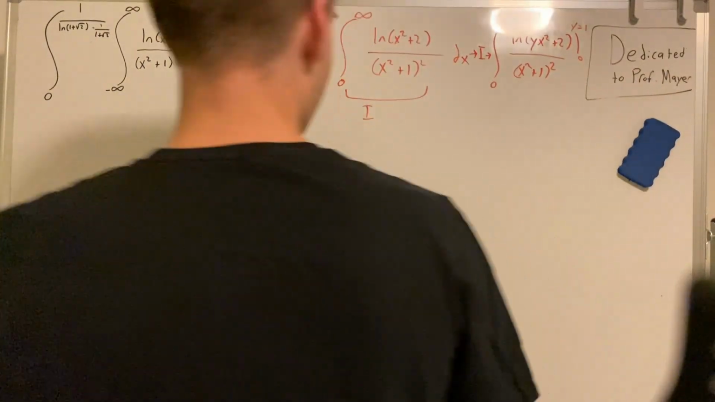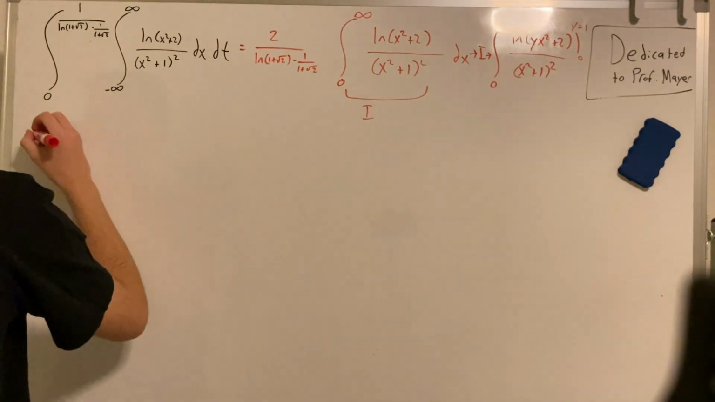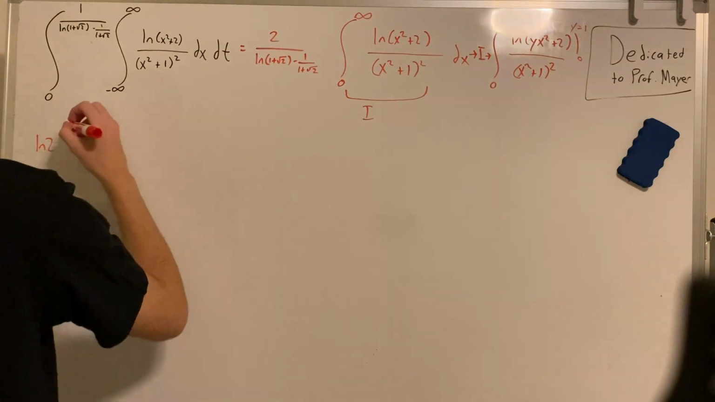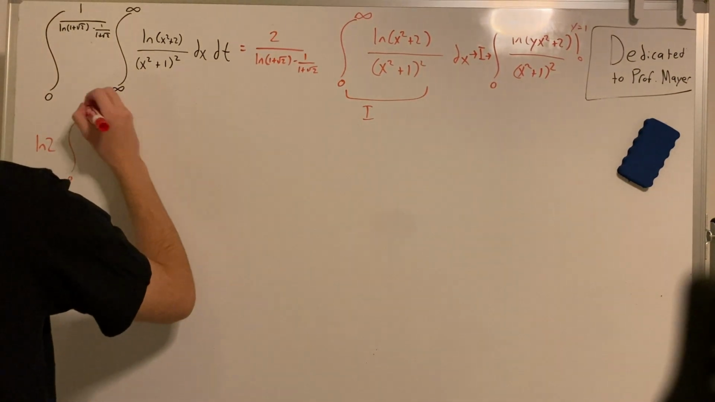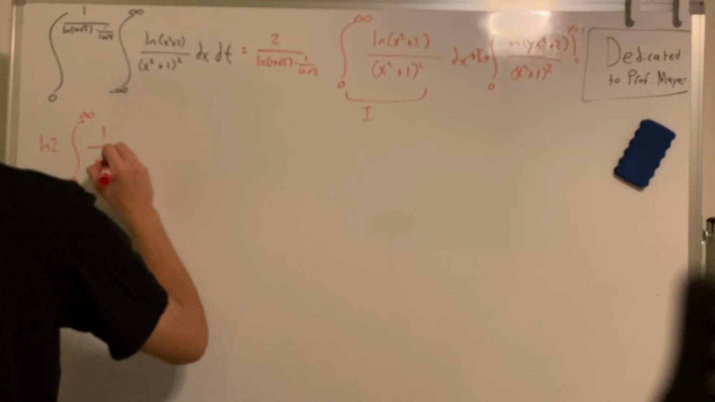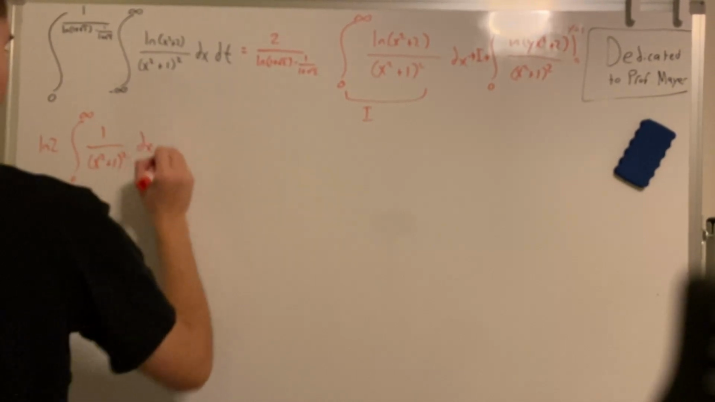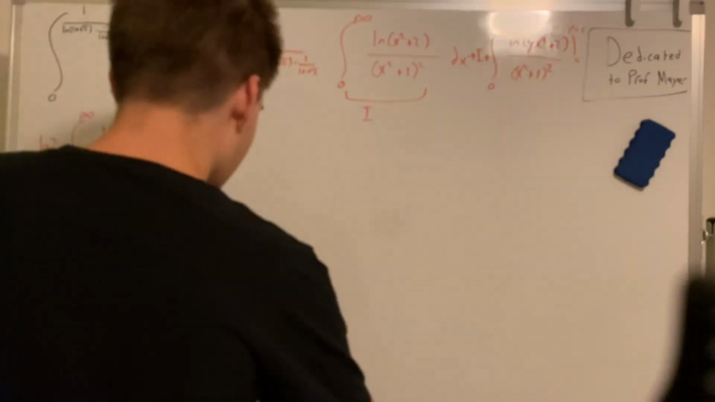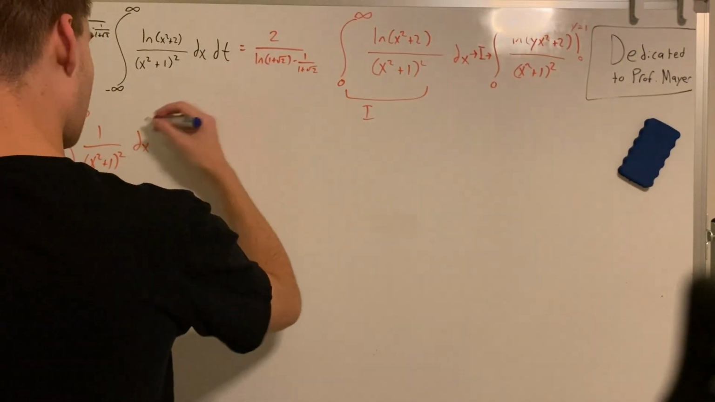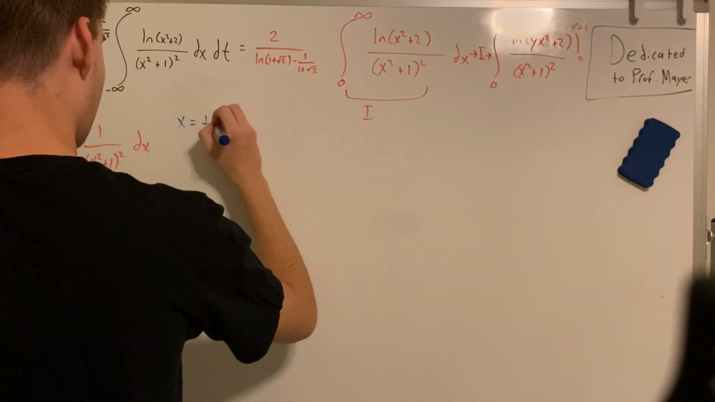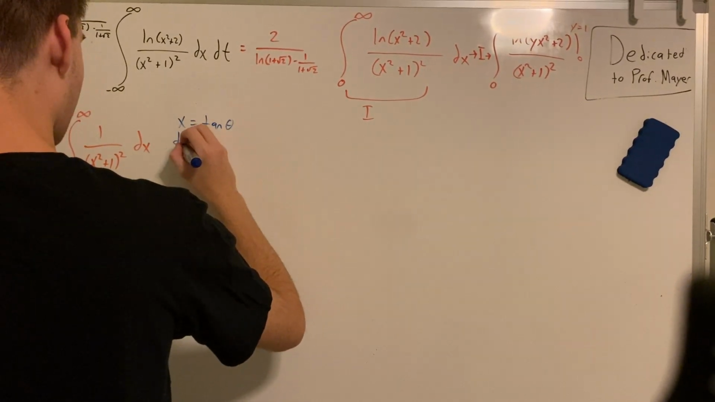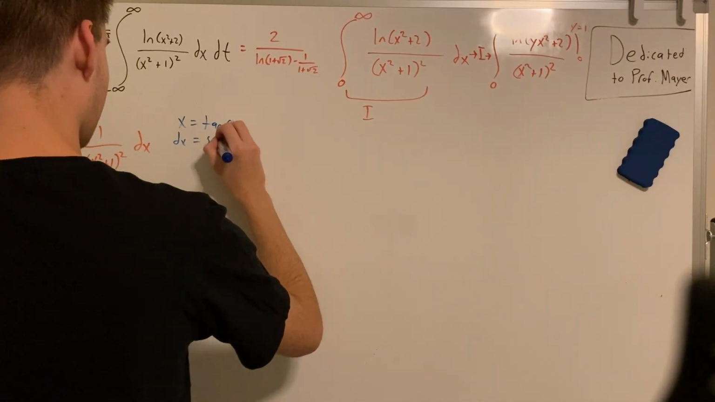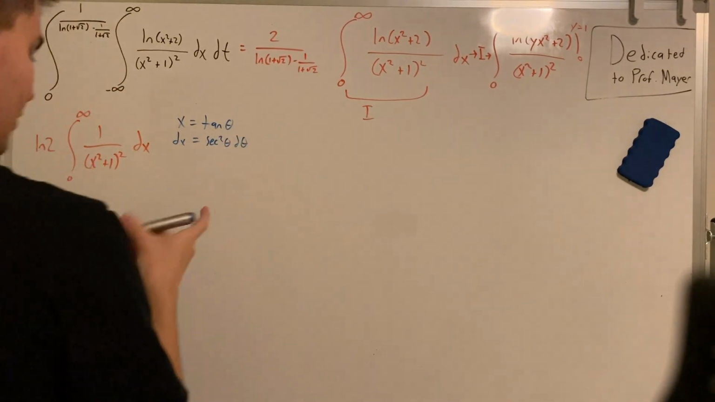So let's find it. We established there's going to be an ln 2 here. So that means we're going to have ln 2 as a coefficient, because when y equals 0, ln 2 is just a constant, times the integral from 0 to infinity of 1 over (x squared plus 1) squared dx. Now, anyone well-versed in integrals will immediately spot the solution method. So I'm not going to waste any time. We're going to do x equals tangent theta, dx equals secant squared theta d theta.